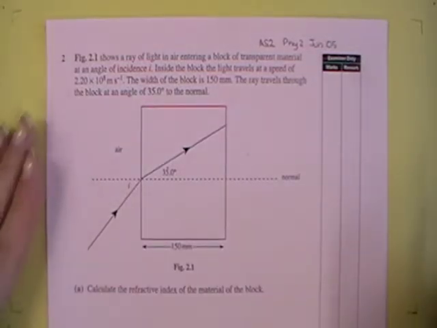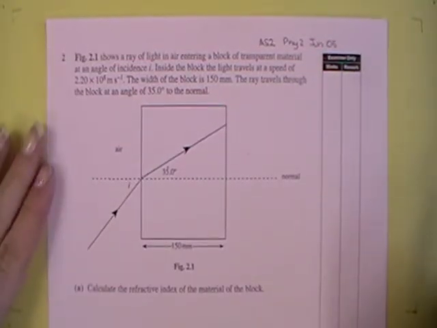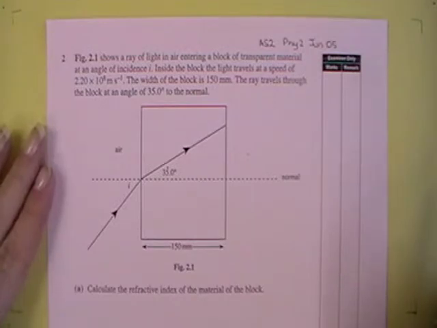This is AS2 Physics 2 Jun 2005, and this question is on refraction of light. Figure 2.1 shows a ray of light in air entering a block of transparent material at an angle of incidence I. Inside the block, the light travels at a speed of 2.20 × 10^8 meters per second. The width of the block is 150 millimeters, and the ray travels through the block at an angle of 35 degrees to the normal.